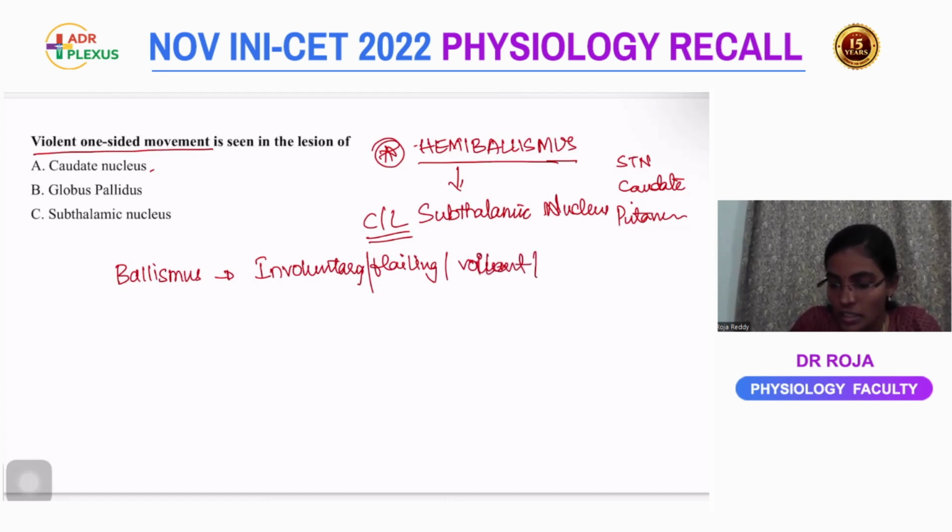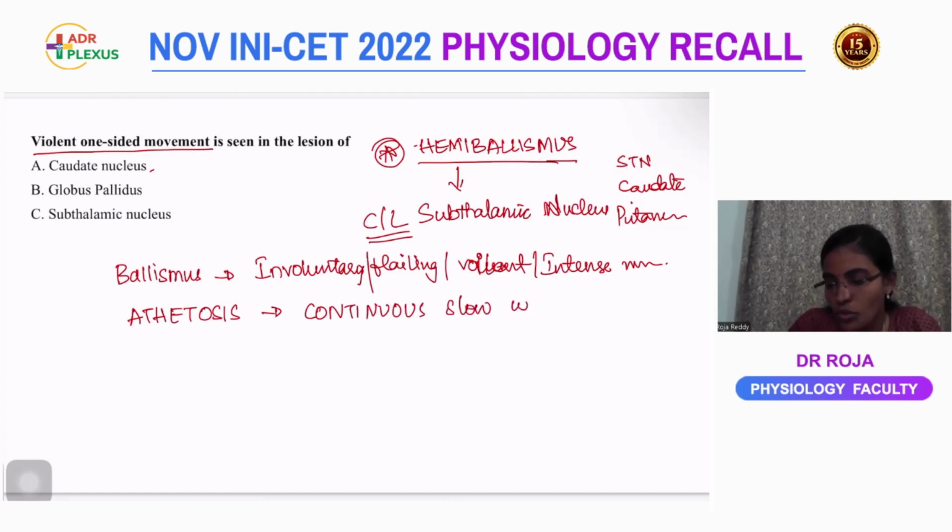Violent, intense movements. Okay. That is about the ballismus. And then there is another involuntary movement that is athetosis, which is nothing but continuous, slow, writhing movements. Okay, now this athetosis is seen in the lesion of the striatum.